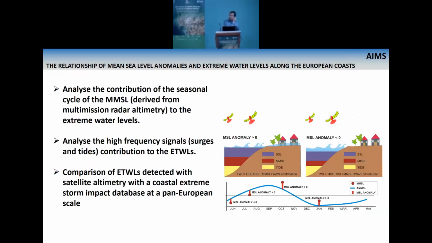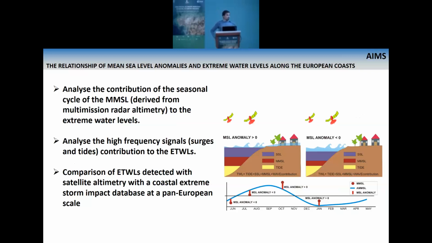So in that way, we identified this gap and we try to analyze the contribution of the mean sea level, the contribution of the high signal of surge and tide in the extreme water levels, and what will be the relation between this contribution and the historical coastal floods detected in Europe in the last decades, okay?